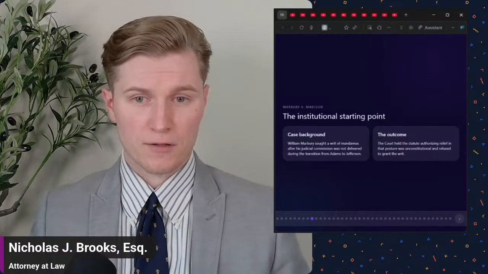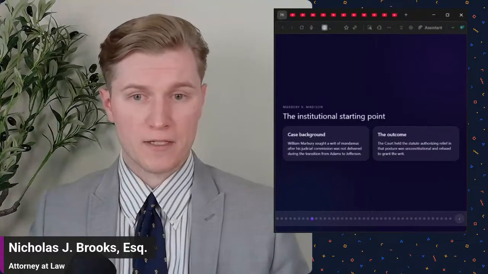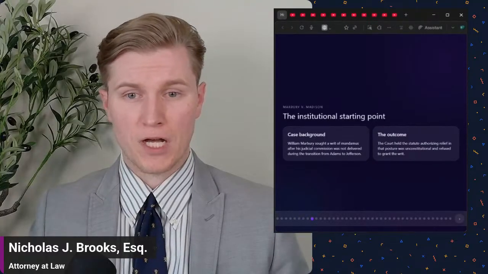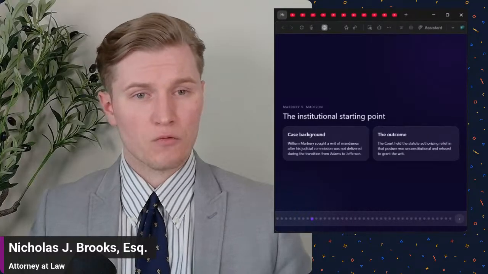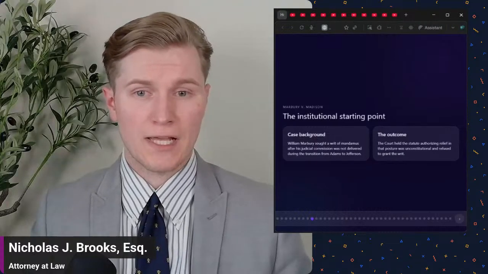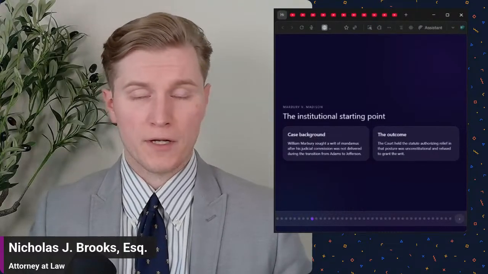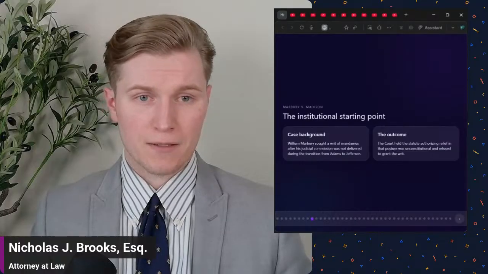The case background goes back to William Marbury, who sought a writ of mandamus after his judicial commission was not delivered during the transition from Adams to Jefferson. To clean that up and provide a little more factual detail, let me frame it this way. John Adams was the second president of the United States.